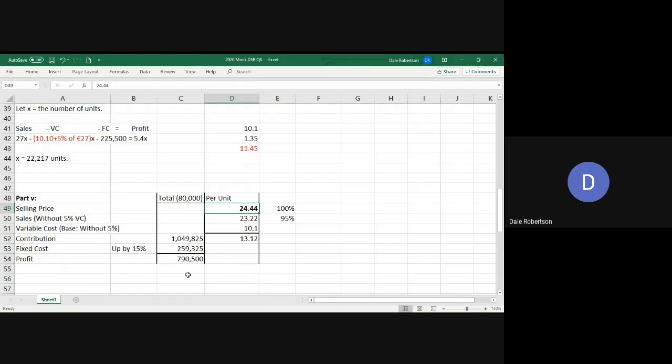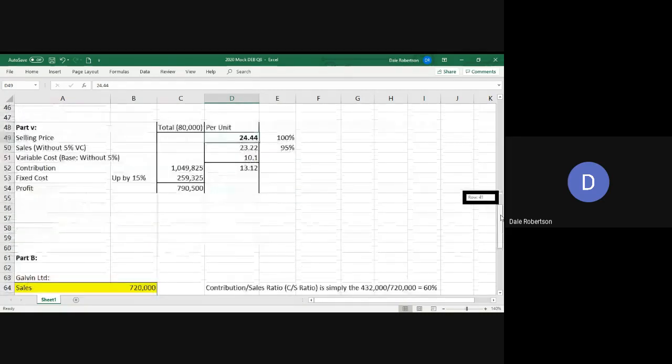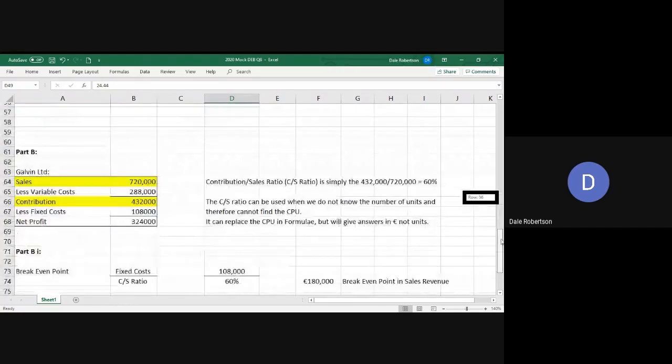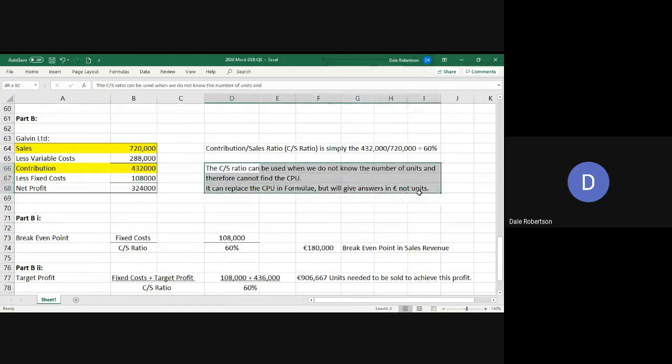We're just going to have a quick look at part B, which is about a company called Galvin Limited. Now, part B of this question is really all about an idea called the contribution to sales ratio, or the CS ratio. I'm just going to highlight this sentence here first off. You use the CS ratio when we do not know the number of units and therefore we cannot find the contribution per unit. It can replace the contribution per unit in formulae, but it will give its answers in euro rather than units. So if we do not have the units as a piece of information.